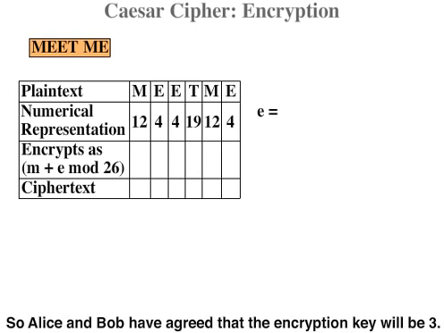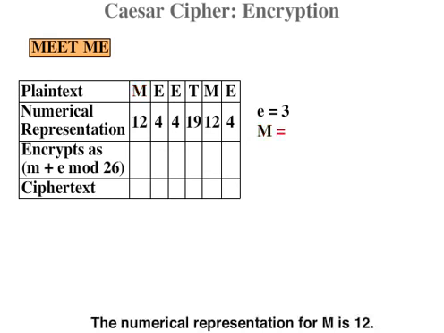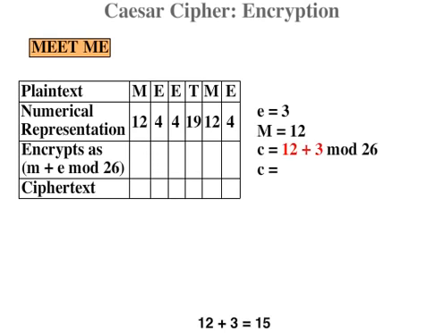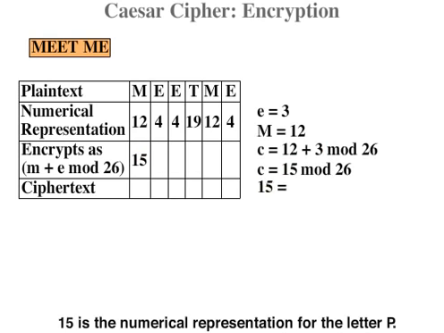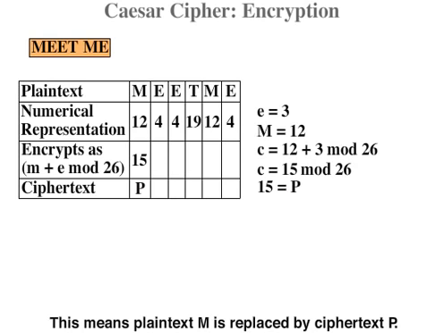So Alice and Bob have agreed that the encryption key will be 3. Calculating is very simple. So let's start with the first letter M. The numerical representation for M is 12. To calculate the ciphertext, 12 is added to the encryption key 3. 12 plus 3 equals 15. 15 is the numerical representation for the letter P. This means plain text M is replaced by its ciphertext P.